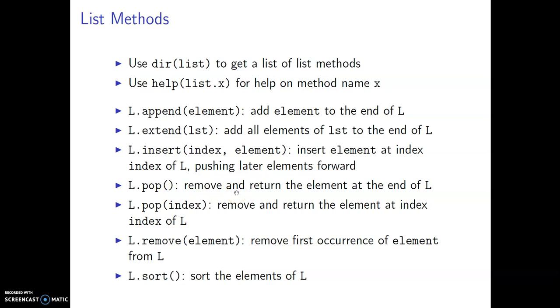Pop removes and returns the element at the end of L. So if you don't put anything in here, it's going to assume the end. That's the default. But typically, I like to specify that index so we know where we're removing and returning that element. So if you put in a 1, it's going to be after the first. If you put in a 2, it'll be after the second. If you put in a 0, it'll be the first. Remove removes the first occurrence of the element. Be careful because it only removes the first.